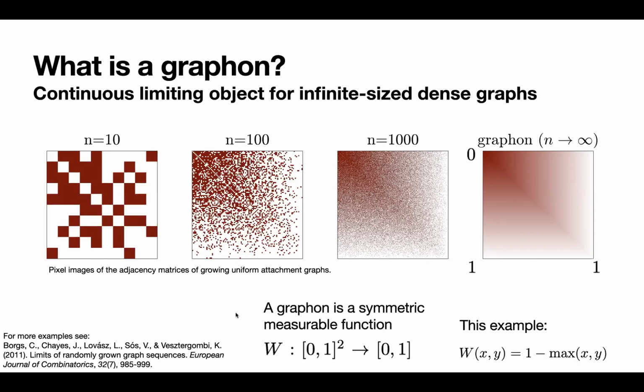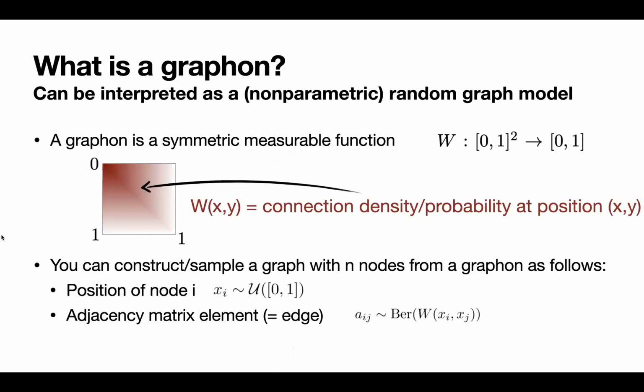The graphon is a symmetric measurable function from the unit square to the unit interval [0, 1]. What we mean by this is that we take the square and each of the positions gets assigned one value between 0 and 1. And this value is some kind of measure of the density of edges in the infinite size case of nodes that would be positioned there. So this is the graph theoretical view on graphons.